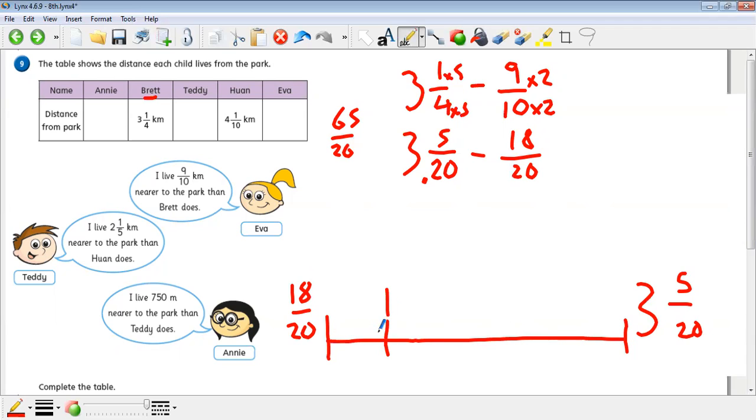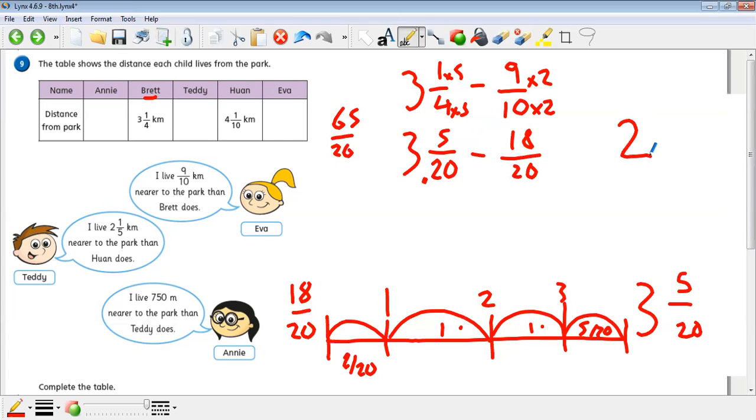So here, going to 1, it's going to be 2/20. 1 to 2 is 1, 2 to 3, 1, 3 to 5/20 in there. So now we've got 1, 2, and then 2/20 and 5/20 makes 7/20, 2 7/20 for Eva. Like so.